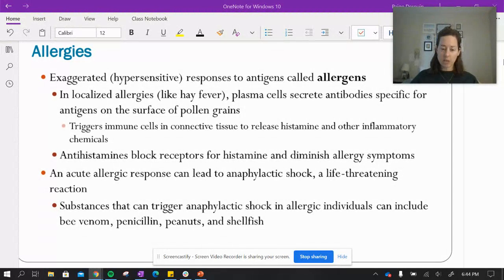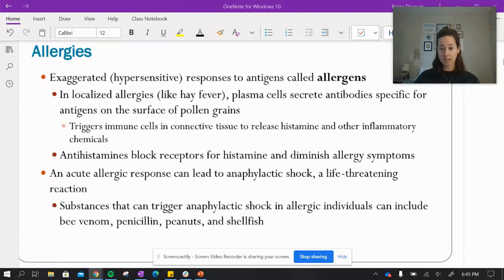Acute allergic responses are going to be the ones that will lead to anaphylactic shock. So if you are someone who carries an EpiPen for a specific allergy, that's an acute allergic response situation. It can be life threatening for some people. Any number of things can trigger this for certain people, and there's still a lot of research about why they happen and is it genetic and all those sorts of deals. But some common ones are bee venom, penicillin, which is a mold and also an antibiotic, peanuts, shellfish, tree nuts. There are many. Pineapple. There's a lot of different common allergens.